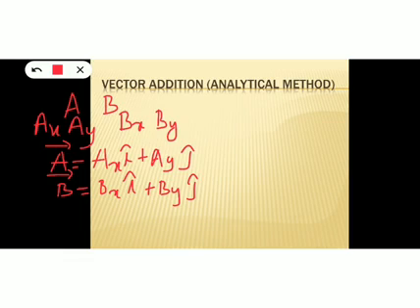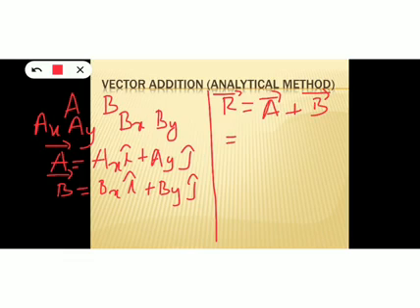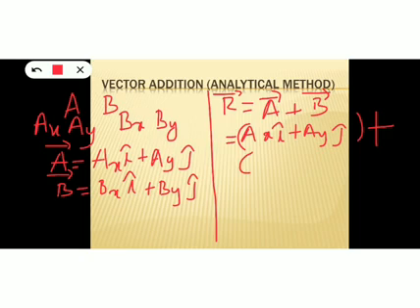And we are supposed to find out the sum of these vectors. So the resultant vector is obtained by adding A plus B. Substitute A. What is A? A is ax i plus ay j, plus vector B. What is vector B? bx i plus by j. Now how will you add these two vectors in terms of their components?